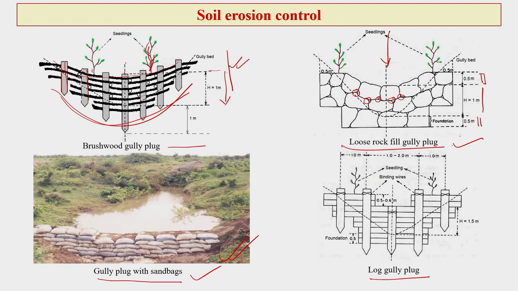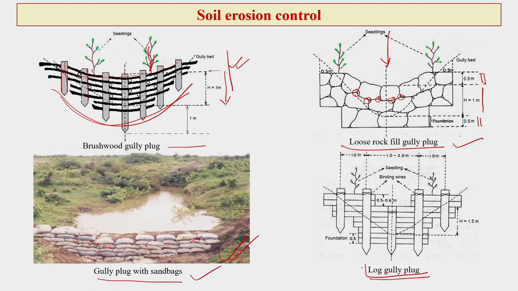Gully plug with sandbag is very commonly visible in many parts of India. As you see, these bags are also kept in such a manner that in between you have a certain amount of gaps through which the water will slowly flow from the upstream to the downstream.